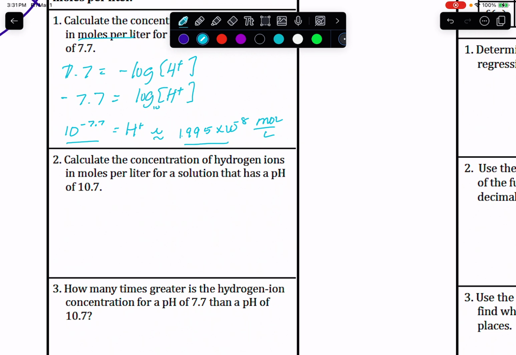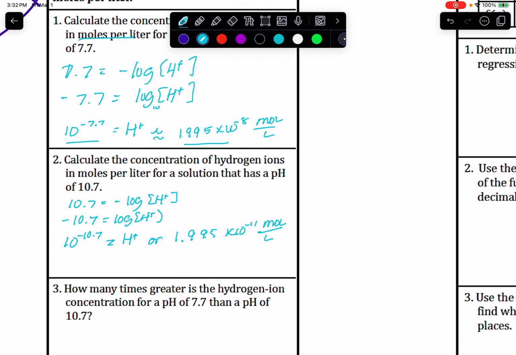Calculate the concentration of hydrogen ions in moles per liter. So we're doing the same exact thing for this one. So we have 10.7 is equal to negative log of H plus. So negative 10.7 is log of H plus. So 10 to the negative 10.7 is H plus, or 1.995 times 10 to the negative 11 moles per liter.